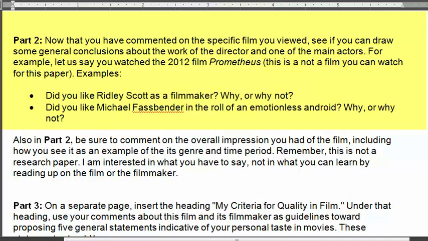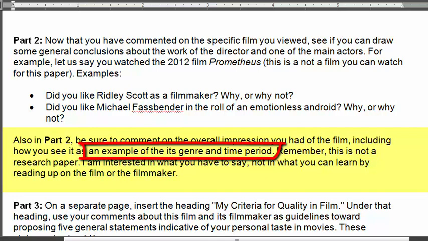For example, let's say you watched the 2012 film Prometheus, and you can ask and answer such questions as, did you like Ridley Scott as a filmmaker? Why or why not? Or you can ask yourself the question, did you like Michael Fassbender in the role of an emotionless android? Why or why not? Also in part two, be sure to comment on the overall impression you had of the film, including how you see it as an example of its genre and its time period, which you established in part one.